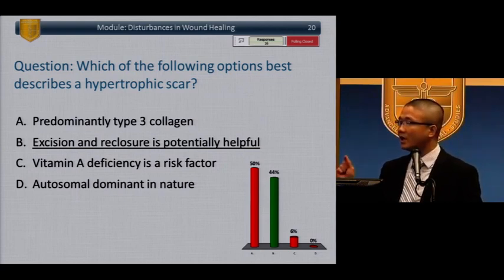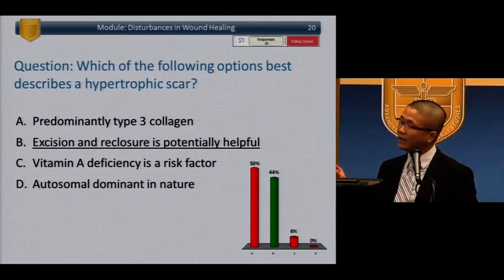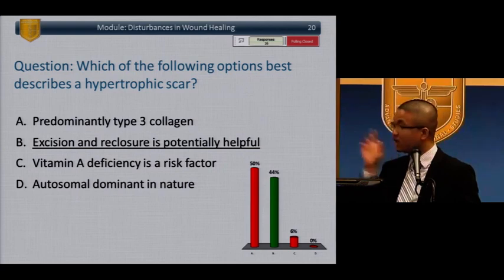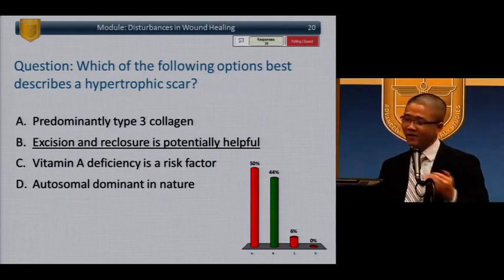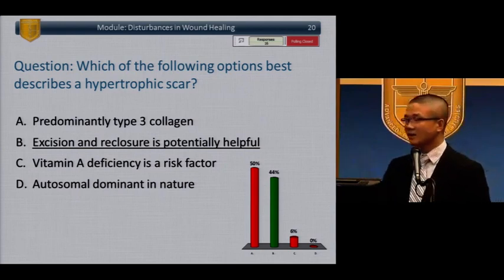Hypertrophic scar, as distinct from a keloid, thank you, is that excision and reclosure is potentially helpful in a hypertrophic scar versus a keloid. As you probably know, the more you cut, the more likely they're going to just get another keloid, right, potentially. Okay.